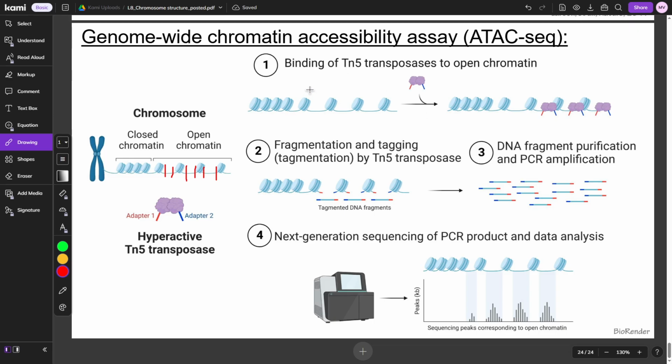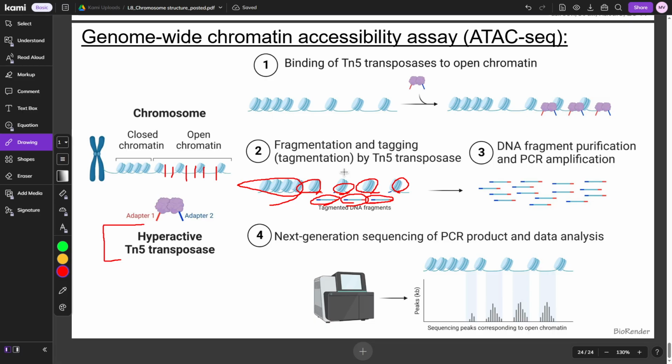So they use these hyperactive Tn5 transposase enzymes. I don't think it's important to know exactly what these do, but basically they open up the chromatin. And then they fragment the DNA. So when they fragment the DNA, you get the sections of DNA that are actually able to be bound by enzymes, while everything around the different nucleosomes is stuck. You can't bind any of these, because all the DNA is tightly bound to the histone. And so you can't do anything with that.